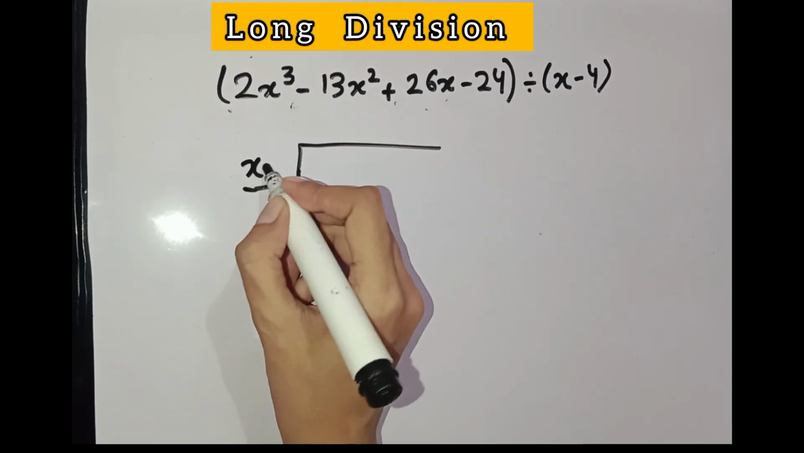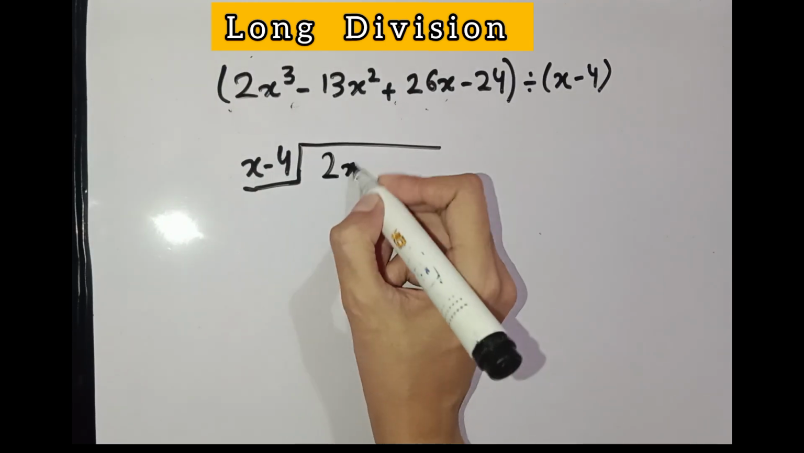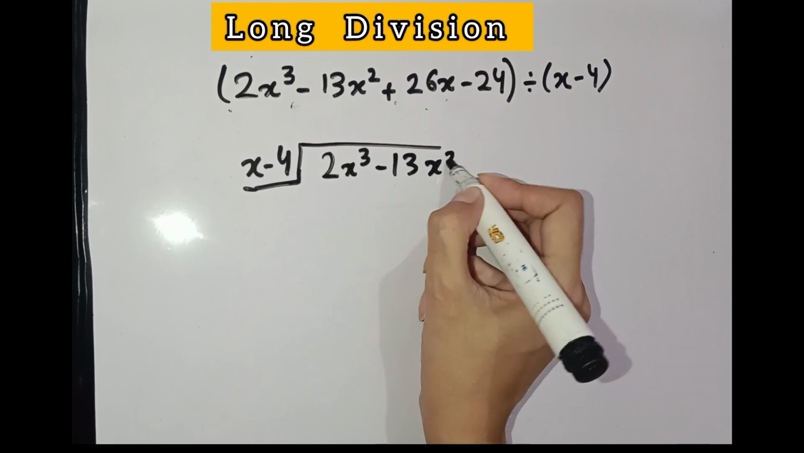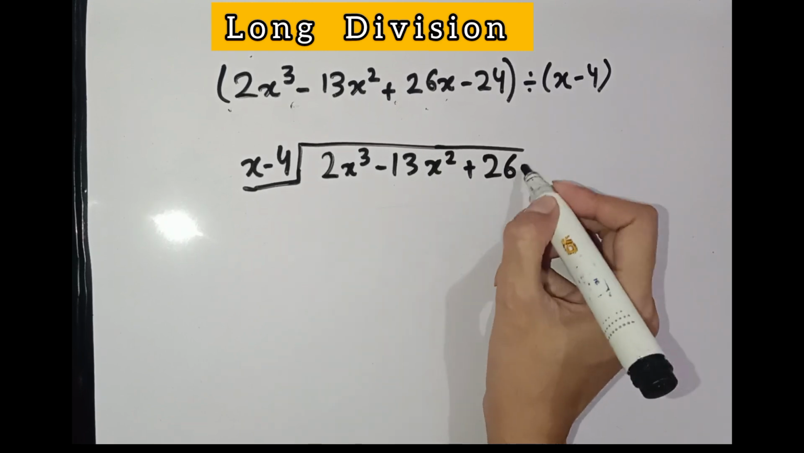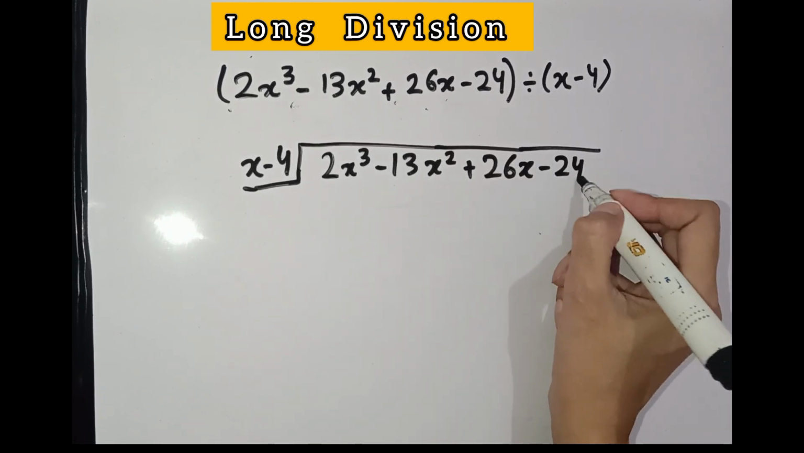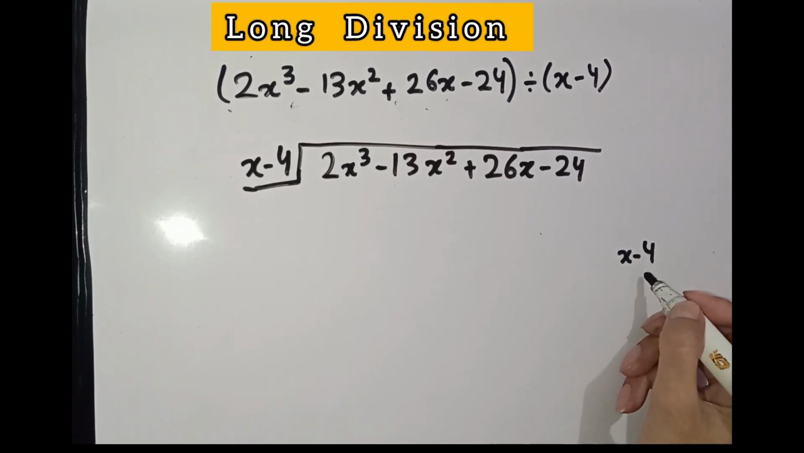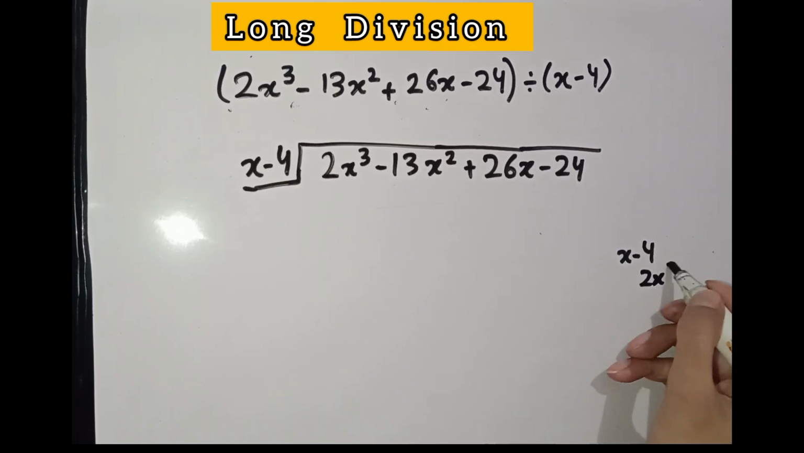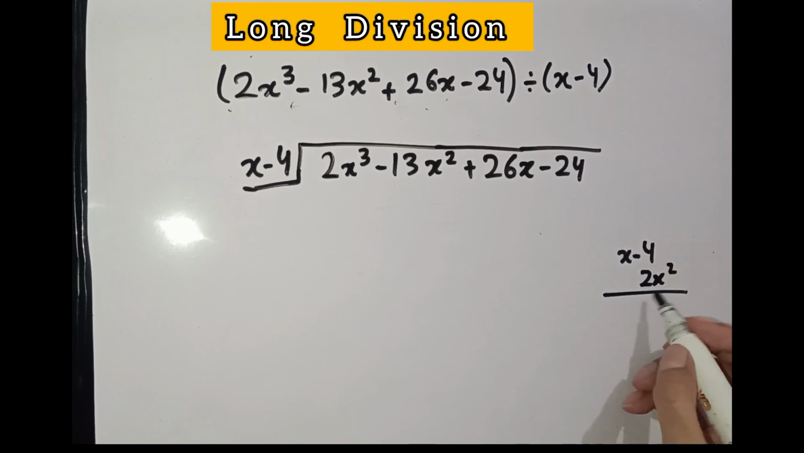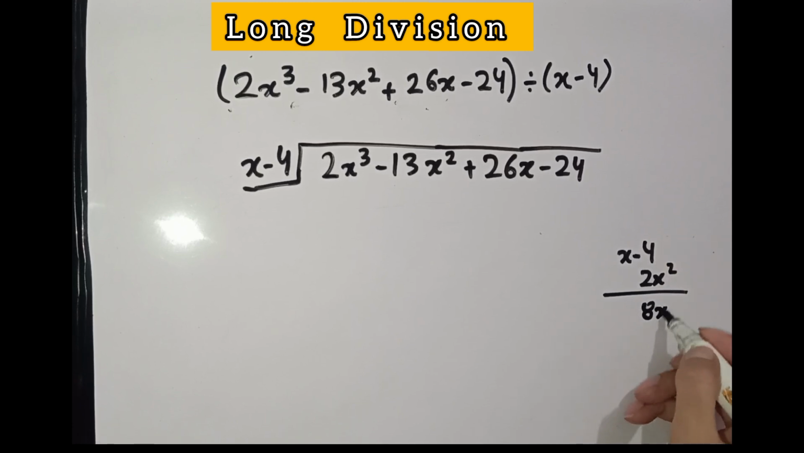So writing it in the long division form, x minus 4 outside and 2x cubed minus 13x squared plus 26x minus 24 inside. Now we have to check by which number, if we multiply x minus 4, we get the x cubed and then x squared. So I have chosen 2x squared.